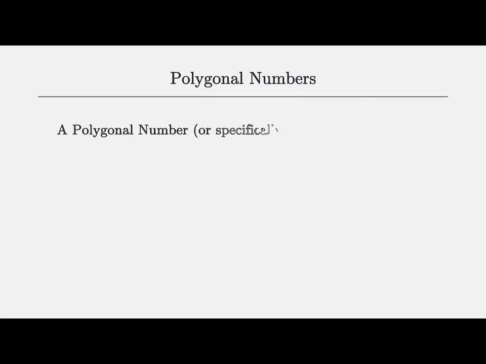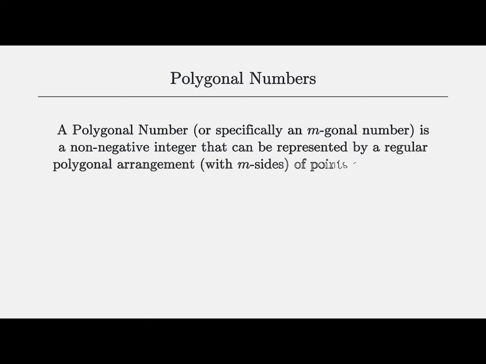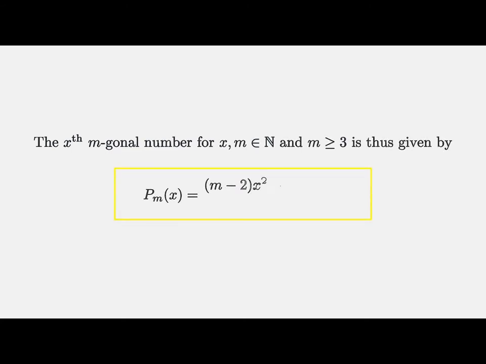A polygonal number, or specifically, an m-gonal number, is a non-negative integer that can be represented by a regular polygonal arrangement of points on the plane. For example, look at the following sets of triangular numbers. A polygonal number, for m greater than 3, is given by the following formula.